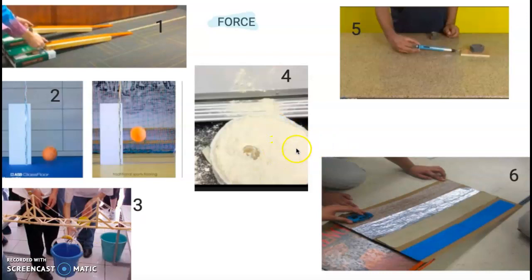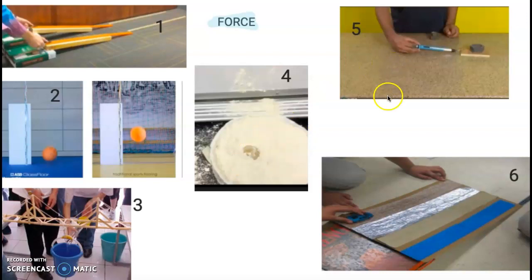Look at picture number 4. This is flour, and they are dropping rocks from different heights. They are always dropping the same rock. So the question here would be, how does the height at which we drop the rock affect the size of the crater? Right? How does the height affect the size of the crater that is made on the flour?